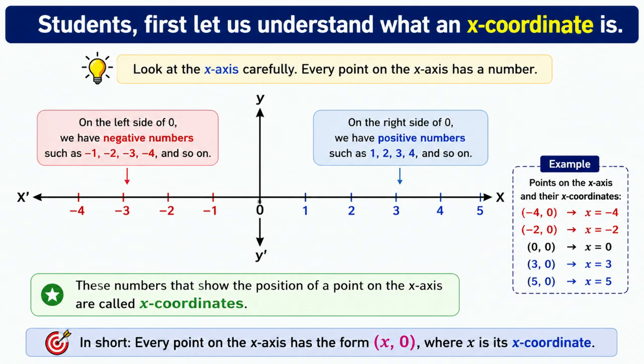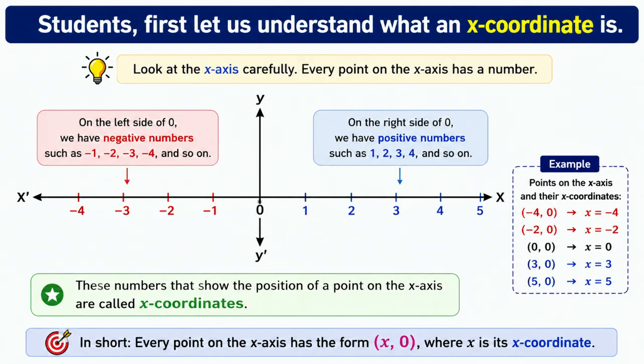Look at the x-axis carefully. Every point on the x-axis has a number. On the right-hand side, we have positive numbers such as 1, 2, 3, and so on. On the left-hand side, we have the negative numbers such as -1, -2, -3, -4, and so on.